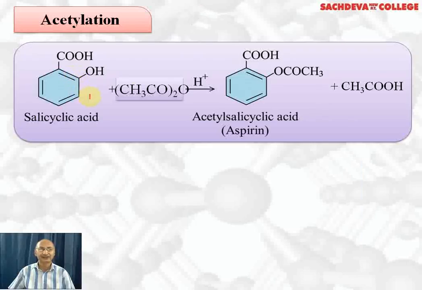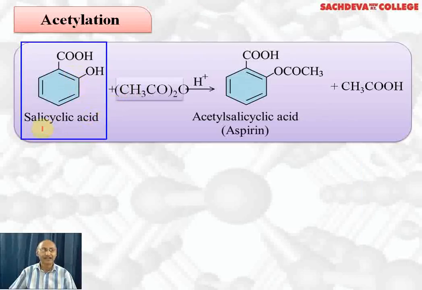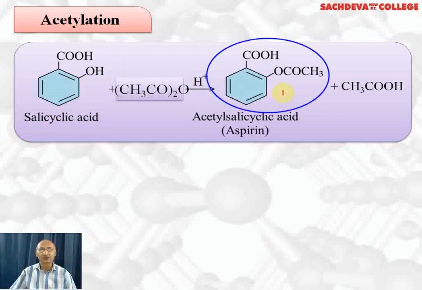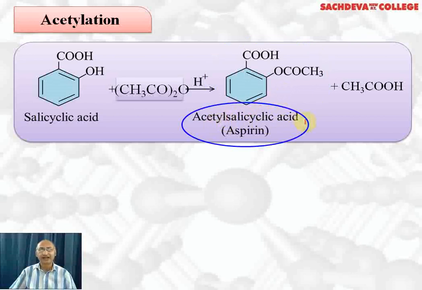Let's take up more reactions of alcohols and phenols. First is acetylation. This is a very important reaction. Salicylic acid. What is salicylic acid? 2-hydroxybenzoic acid is reacting with acetic anhydride in the presence of H+ ion and results in the formation of 2-acetoxybenzoic acid. Common name is acetyl salicylic acid.